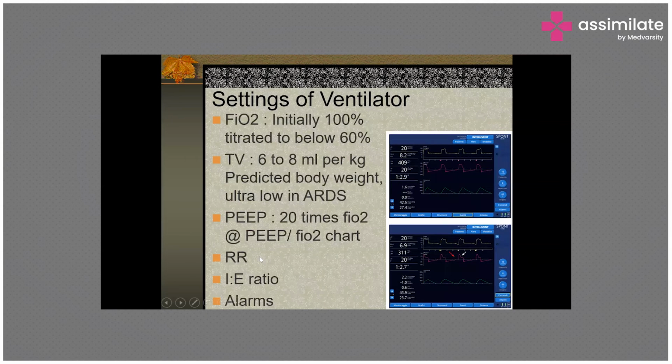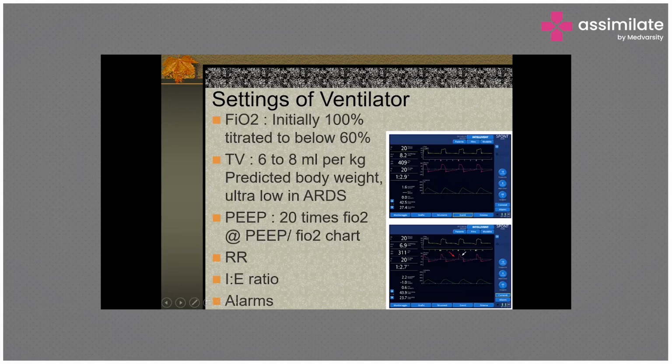In ARDS patients, the respiratory rate has to be as high as possible. Maximum 35 can be acceptable, because if you increase the respiratory rate, the I ratio will increase, and it will give more time for inspiration, and it is during inspiration that oxygenation improves, especially in ARDS patients. So in ARDS the inspiratory time has to be prolonged, whereas in COPD patients the expiratory time has to be prolonged. So this is about I ratio and respiratory rate.